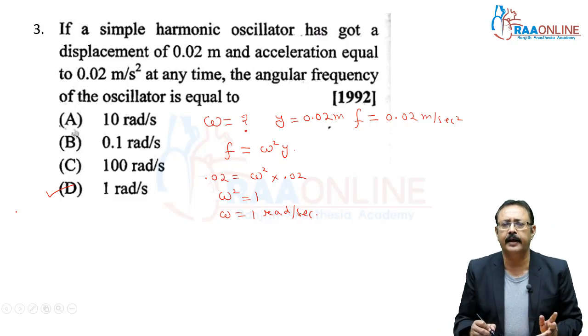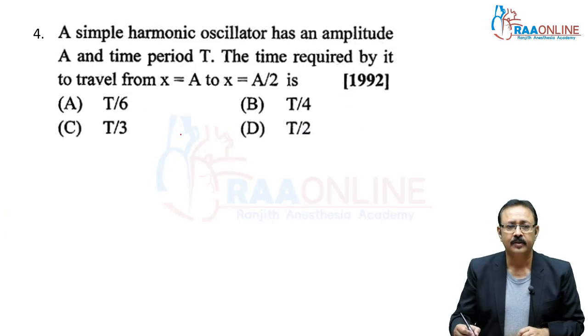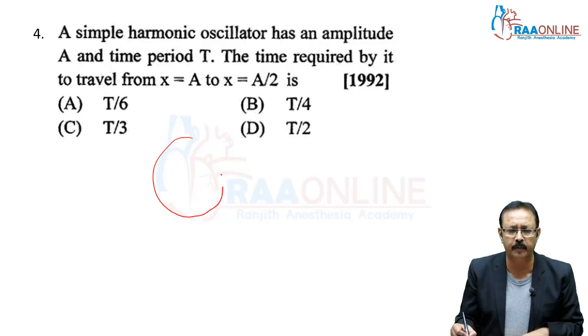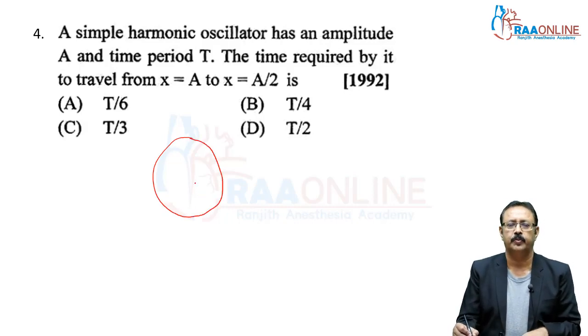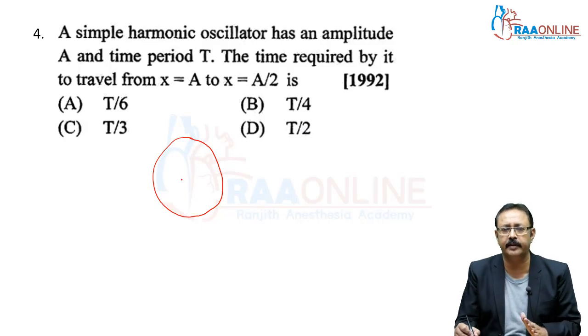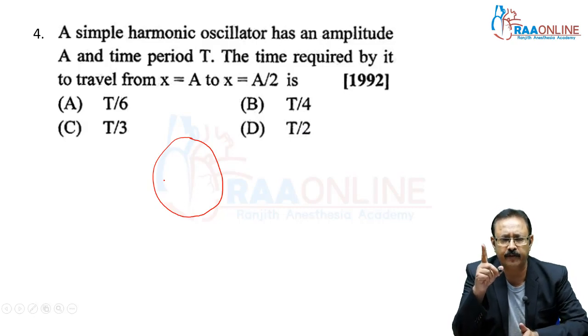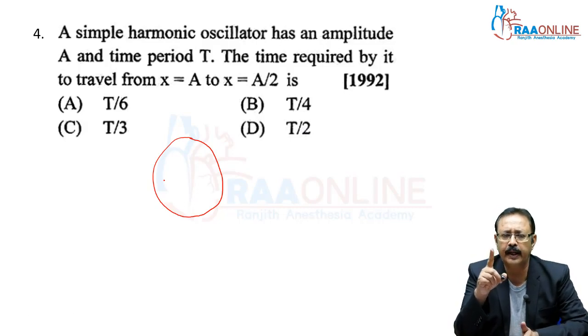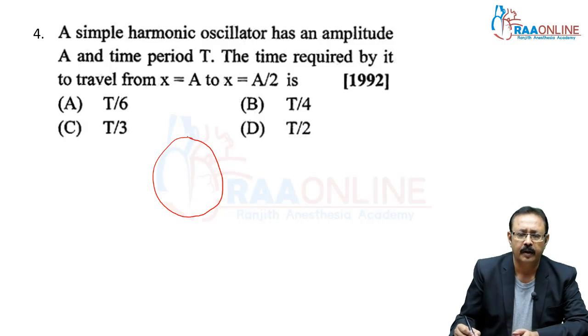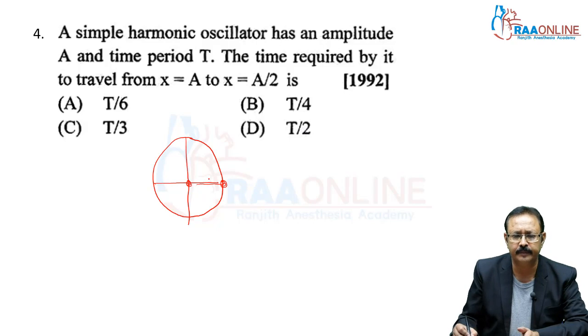So in this way, it was a direct problem. Now we are going to do this problem, which is from 1992. A simple harmonic oscillator has an amplitude A and time period T. The time required by it to travel from x is equals to A to x is equals to A by 2. It means the particle was not at its mean position. The particle is at one extreme position.